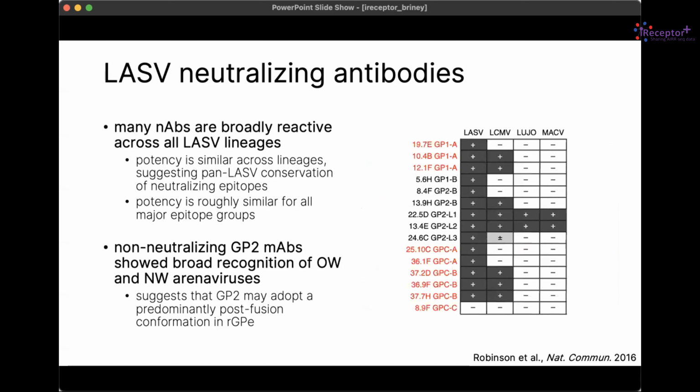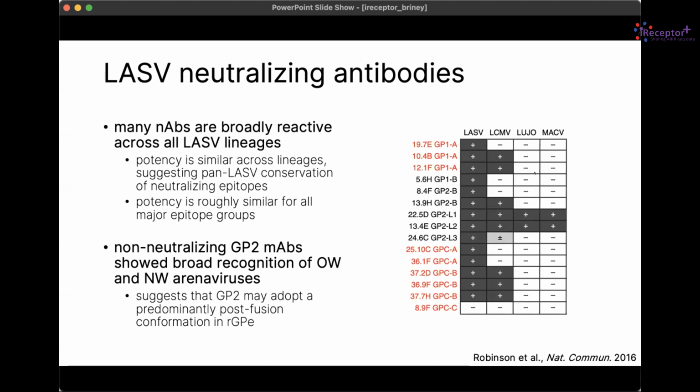So for the most part, if you can recognize one and neutralize one, you neutralize all 4 Lassa lineages that were tested here. And if you look at binding breadth, the red antibodies are neutralizing and the black are non-neutralizing. We did see some reactivity between Lassa and a fairly closely related Old World arenavirus, LCMV.